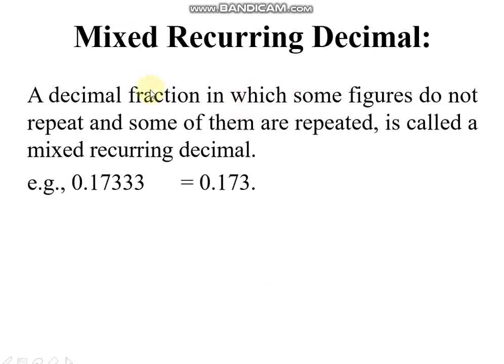Mixed recurring decimal: a decimal fraction in which some figures do not repeat and some of them are repeated is called a mixed recurring decimal. Here 0.173333, 0.173, again some of the digits are not repeated.